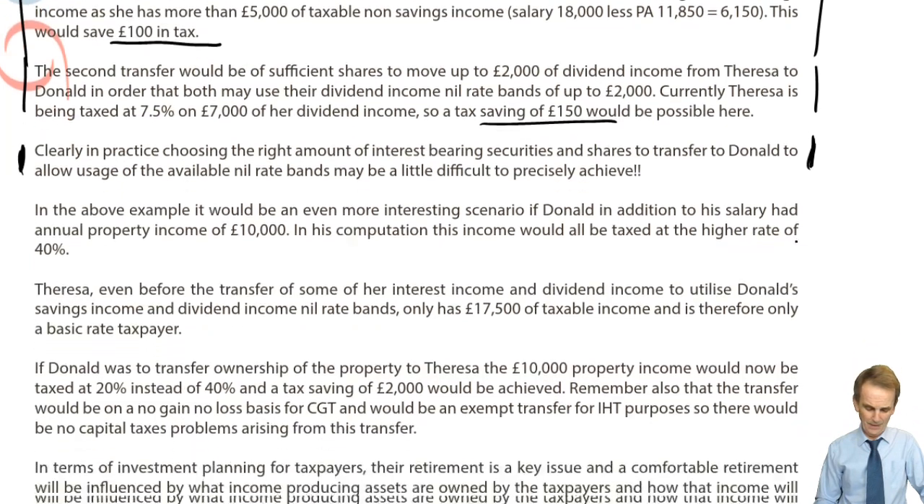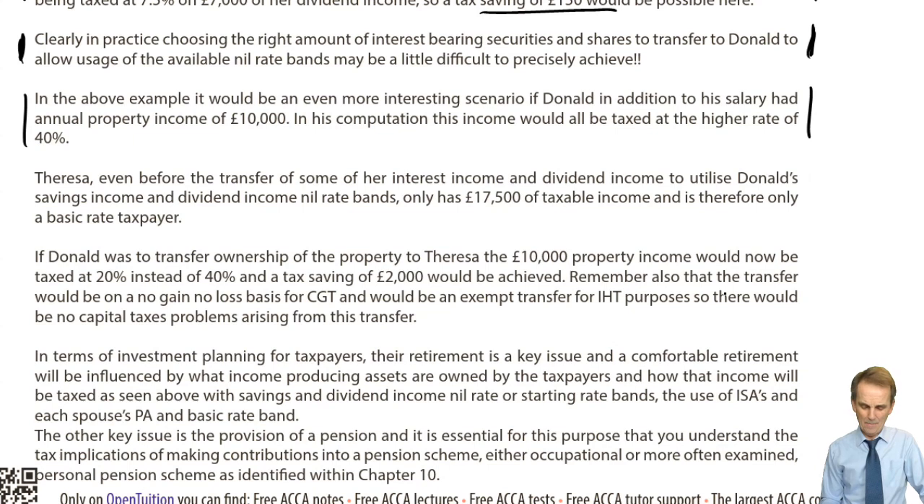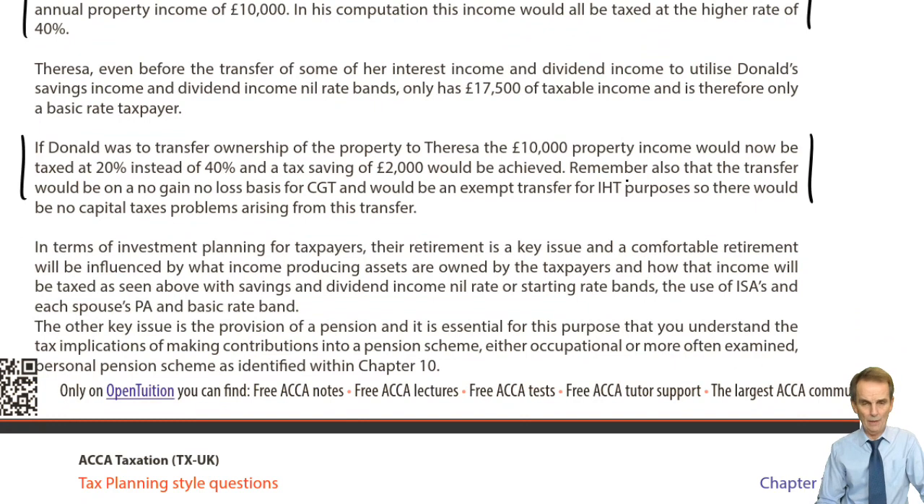need to know it. But we make the point that we made in the previous lecture, and that would be, well, what about, more interestingly, if Donald, in addition to his salary, had some property income, currently being taxed at the 40% rate as he's a higher rate taxpayer, but we could move some of that across, indeed possibly all of that across to Teresa, because she's got a significant amount of unused basic rate bands still available. And those are the points that we are fully familiar with.